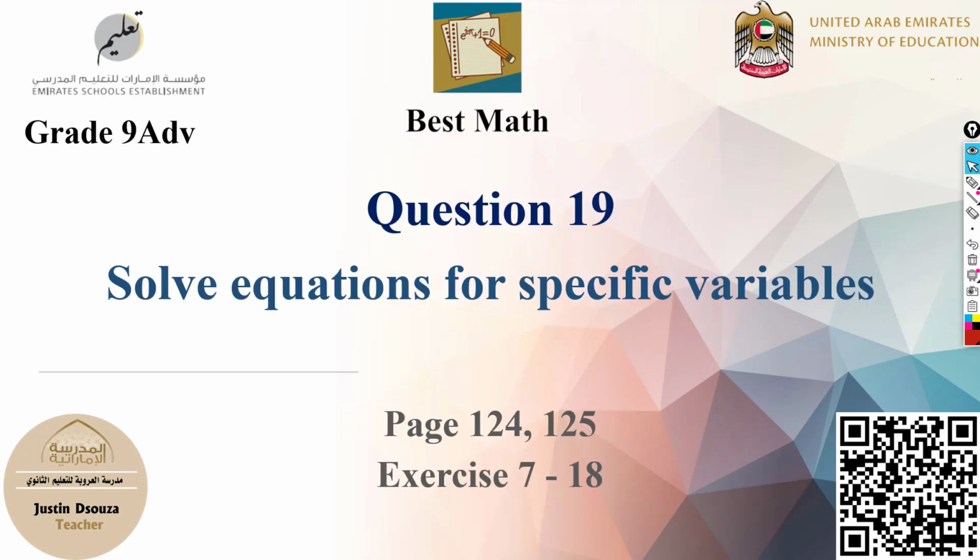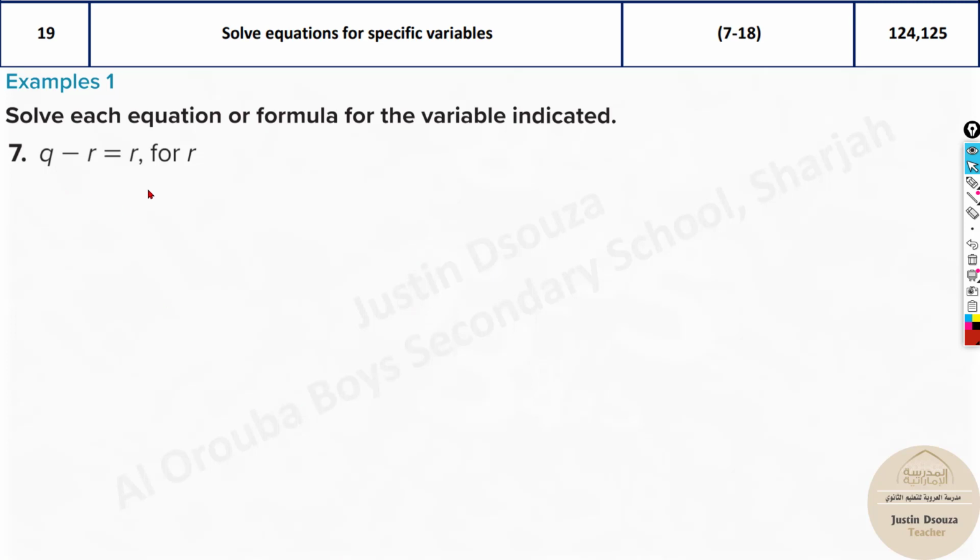Question number 19 is to solve equations for specific variables. Now you can see in this question there are two unknown variables, Q and R. And what do they want you to solve? You can't solve for any which you want. You need to solve for the indicated or specified variable. That is, solve for R. In case you do this as Q equals all the other things, it'll be wrong. It must be for R itself.